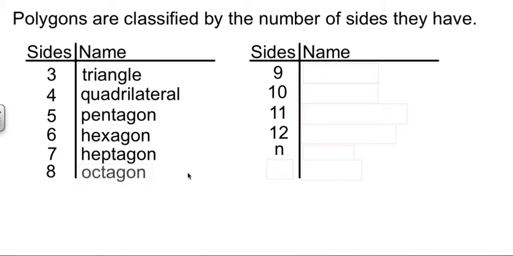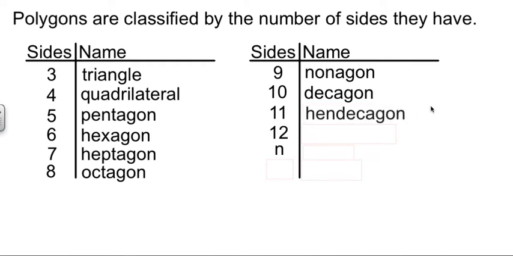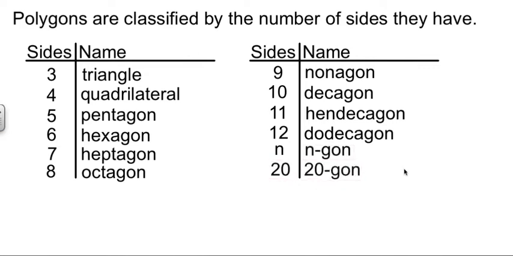Eight is the octagon. Nine is a nonagon. Ten is a decagon. Eleven is a hendecagon. Twelve is a dodecagon. And anything over twelve, any n number of sides, we just call an n-gon. So for example, 20 would be a 20-gon. 30 would be a 30-gon. So what I would recommend you do here is pause, get those written down so you have them handy, and then come back and we will proceed.